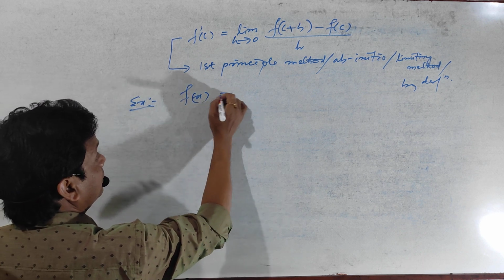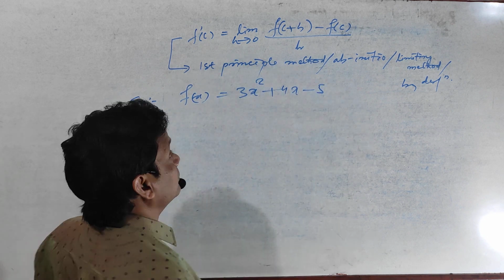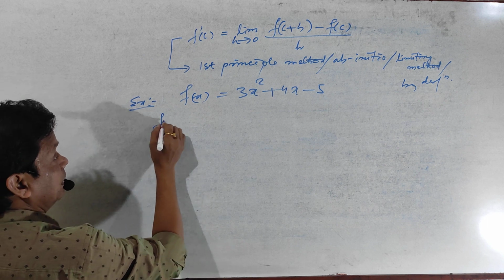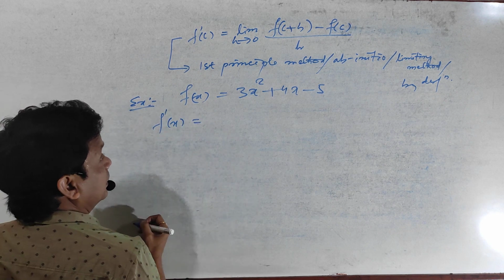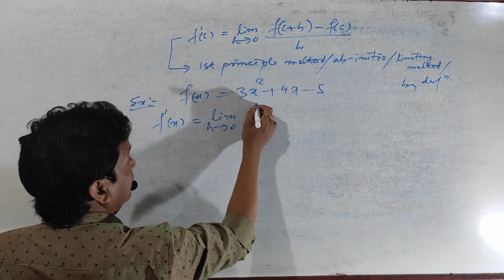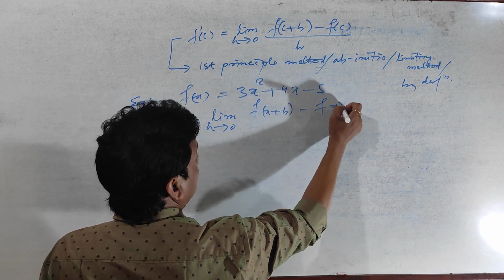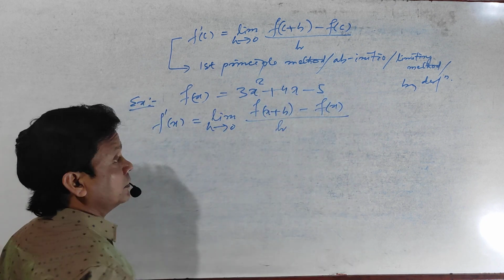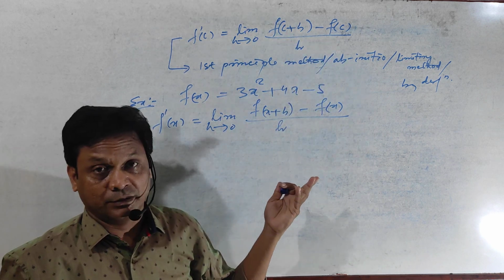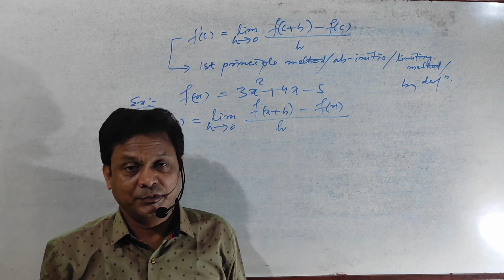Very interesting example. 3x squared plus 4x minus 5. Clear? And see, f dash x is equal to, I have told you, write the definition, limit h tends to 0, f of x plus h minus f of x divided by h. Because here there is no point, so in place of c I am writing x. If a point is given, then in place of x write c. That will be the given point.